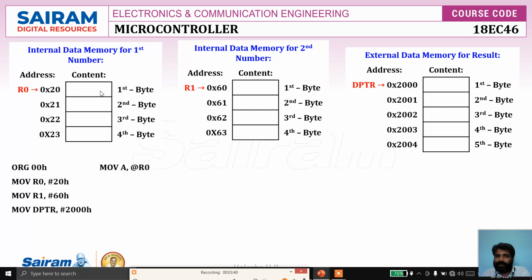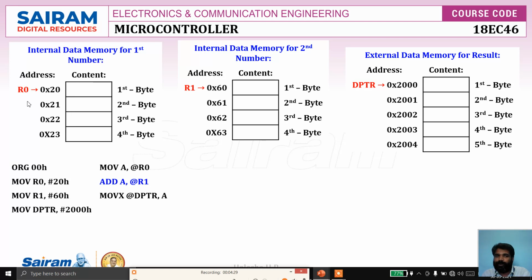Now get the first byte of the first number using the instruction MOV A, @R0, and it is supposed to be added to the first byte of the second number, which is pointed to by R1. So simply say ADD A, @R1. A has the first byte of the first number and R1 is pointing to the first byte of the second number. It performs addition of those two, and the result will be in A, and that is supposed to be stored to the location pointed to by DPTR. So say MOVX @DPTR, A. Okay, so the first operation is over: add the first byte of the first number with the first byte of the second number and store the result.